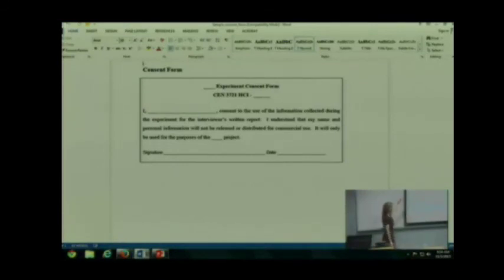Here's a nice, simple consent form. There is one thing you have to add to this, a checkbox for video recording. They need to consent to that also. And it needs to be explicit and clear. But very, very simple.